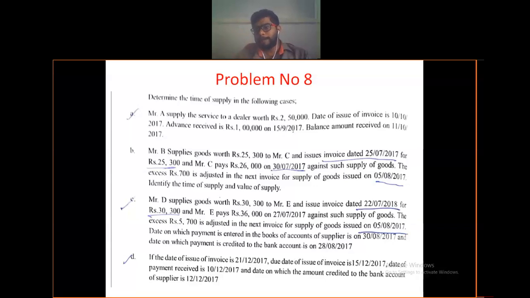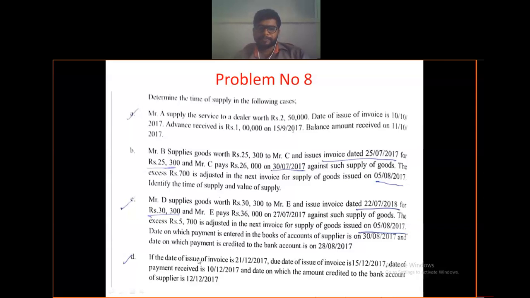These two dates you have to compare. Whichever is earlier date is considered as the time of supply. Therefore 28th August 2017 is the time of supply. But if the payment is less than 1000, what you have to do? You have to consider the first date of issue of invoice, that is 25th July 2017, in the case of the second example. So the third one, I hope you have understood.